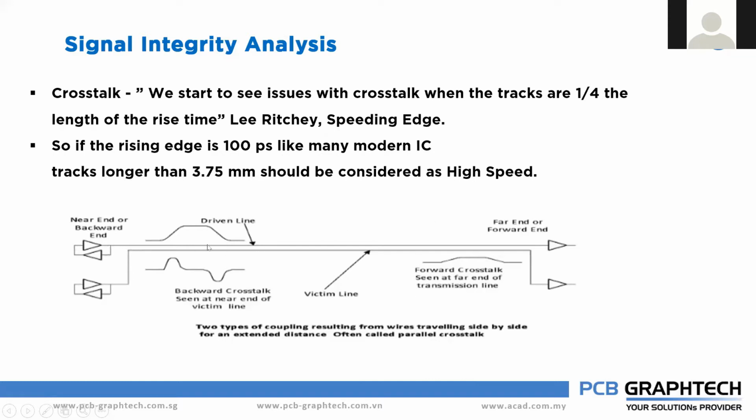In the picture, I have two tracks which are close to each other. The first track is the aggressor and the second track is the victim. So when the aggressor, that is the driven signal, is transmitting the signal from the source to the receiver, you can see the signal is driven here, and when the signal rises up, this rising edge, based on the rising edge you can see the victim track is getting a rising overshoot here. This is due to the crosstalk.